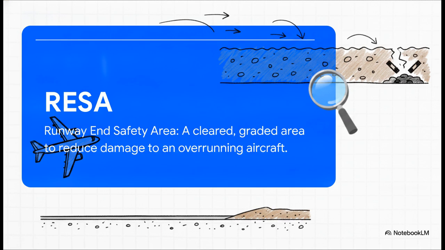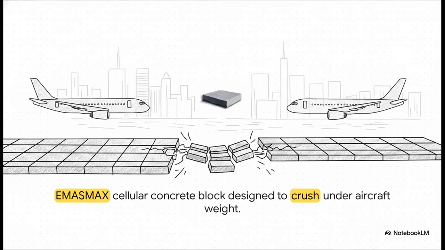If a plane overshoots, the RESA provides a flat, predictable surface that creates rolling resistance. This allows the aircraft to decelerate and sink into the soil without immediately smashing into something catastrophic, like a drainage ditch or a building. But here's the catch. A lot of major airports are built right in the middle of dense cities, or right next to water, and they literally do not have the space for a massive dirt buffer. So when space is super tight, airports install an Engineered Material Arresting System, or EMAS.